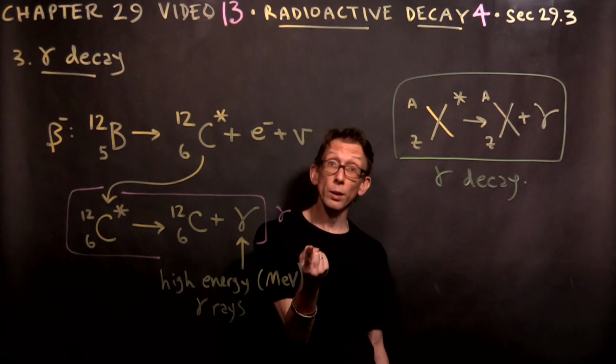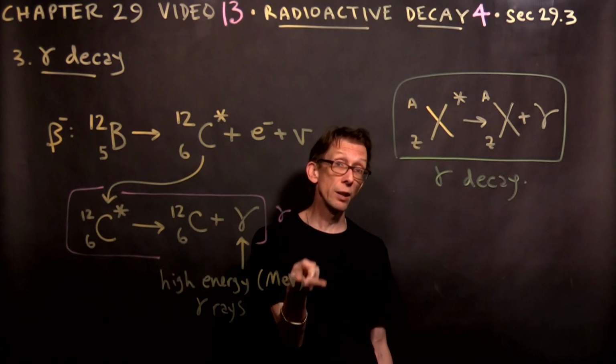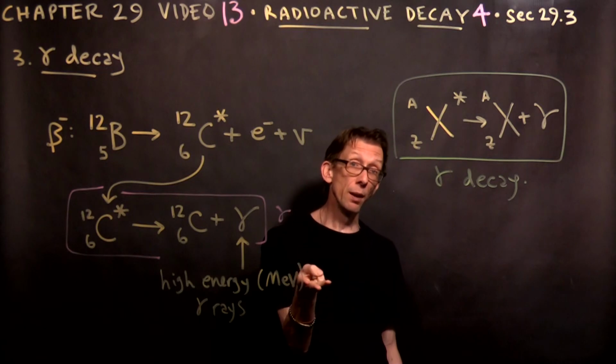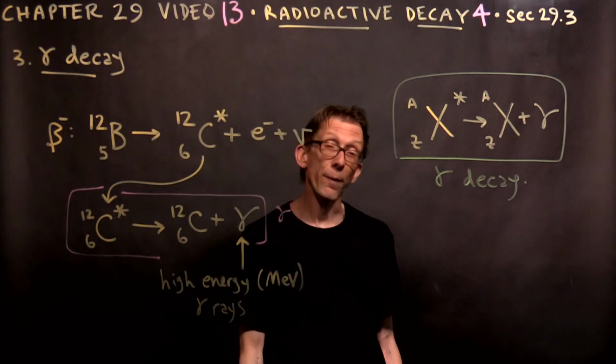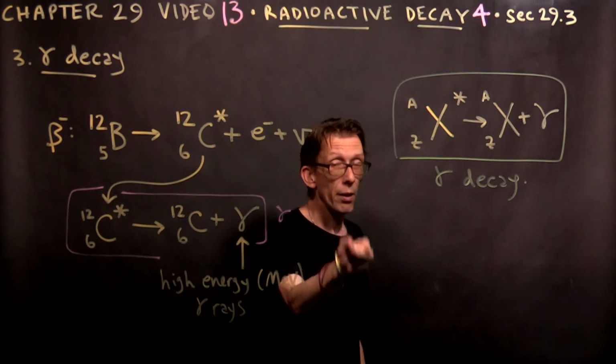So an alpha particle is a helium nucleus, a beta particle is an electron or a positron depending, and a gamma particle is just a photon. All right, that's gamma decay. Next up, an example.